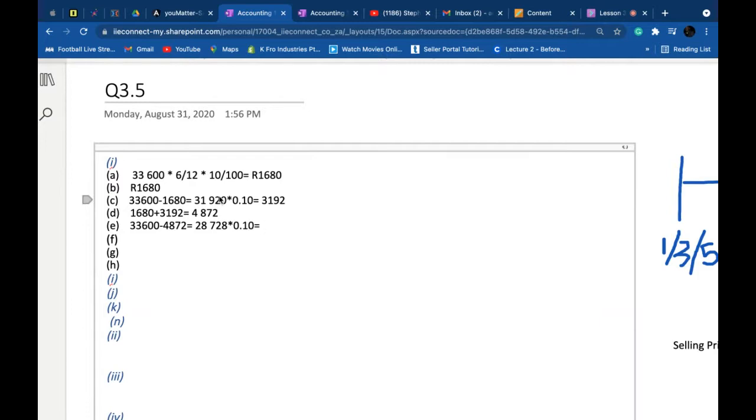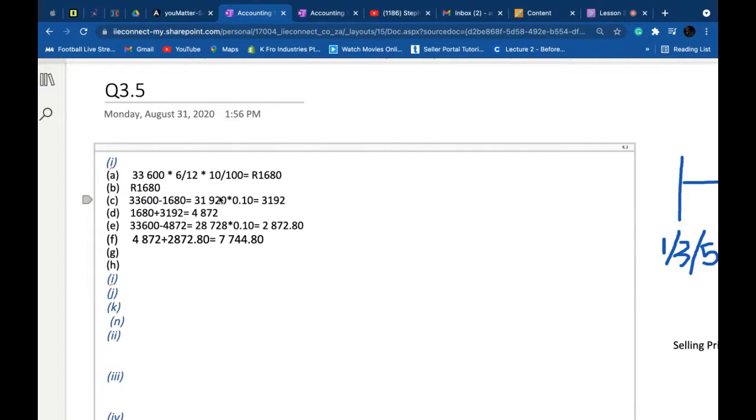We are on E. Okay, 2,872.80. And then F, we're adding up last year's accumulated depreciation, 4,872, plus the depreciation we had this year, which is 2,872.80, which gives us 7,744.80. Awesome stuff.